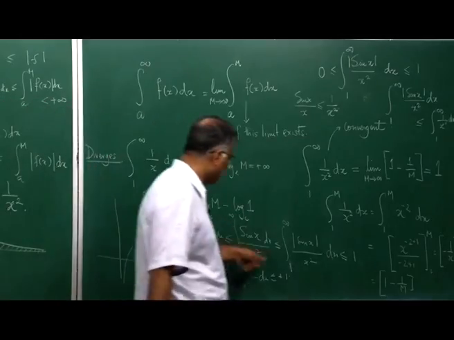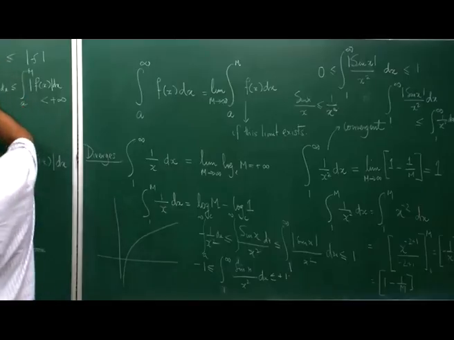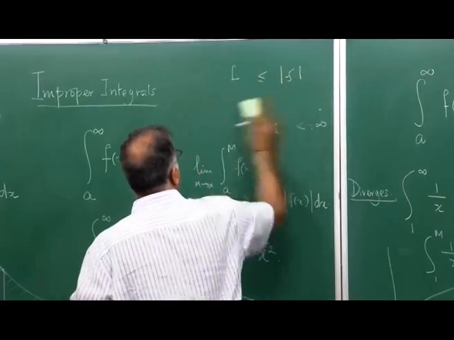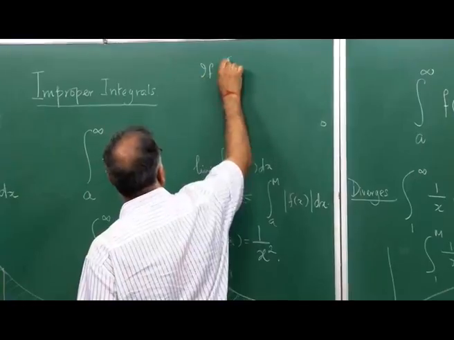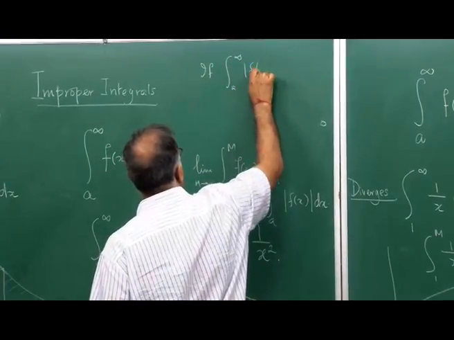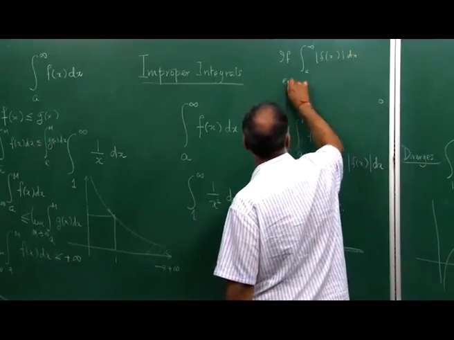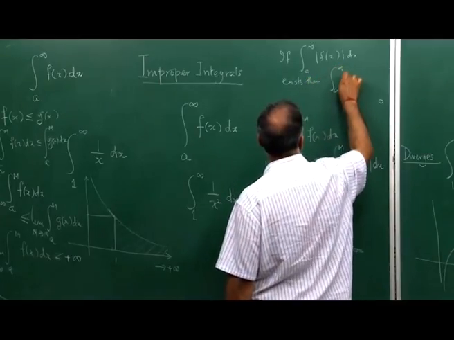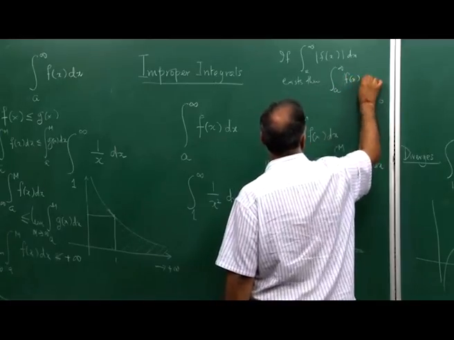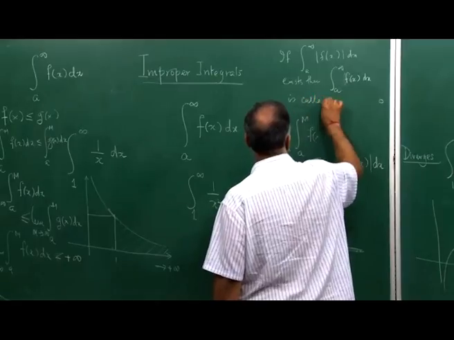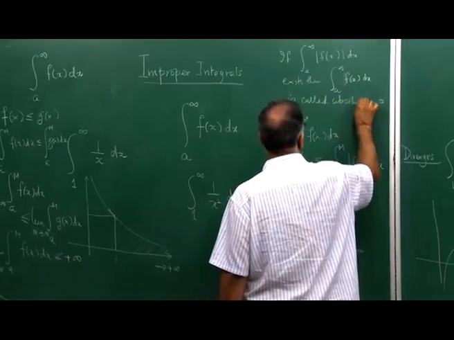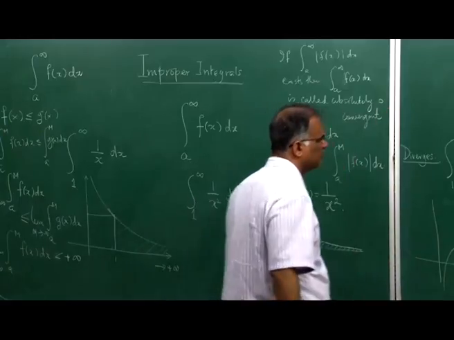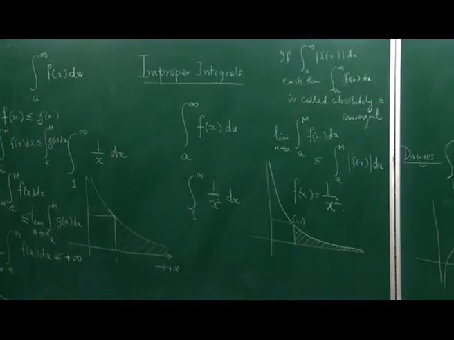So, this integral is called absolutely convergent. So, this whole integral is actually called not a to infinity. Suppose if the integral from a to infinity of mod f(x) dx exists, then the integral from a to infinity of f(x) dx is called absolutely convergent. So, this is one aspect of it.